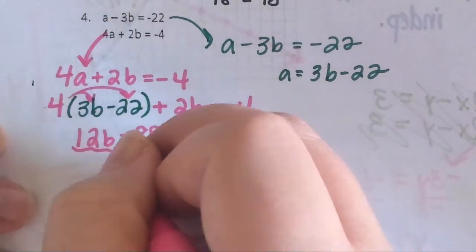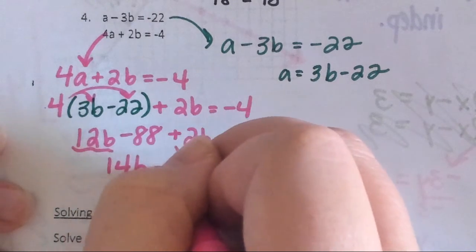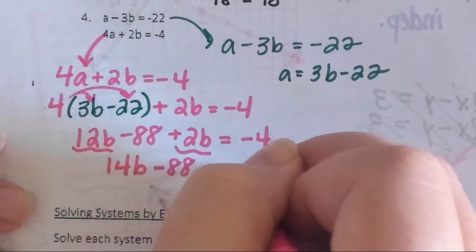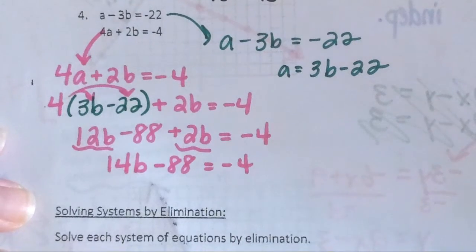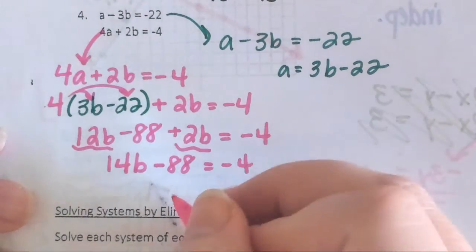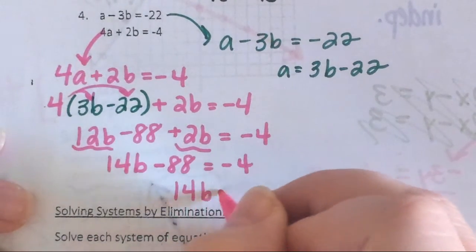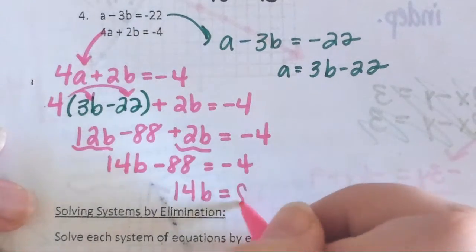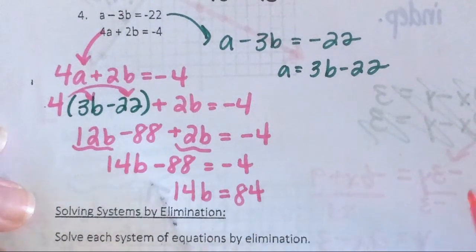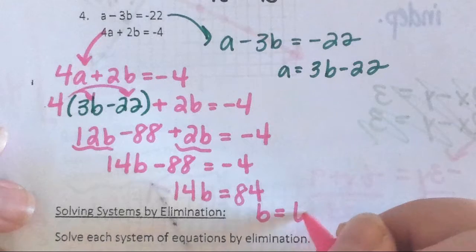12 plus 2 is 14. So I have 14B minus 88 equals negative 4. If I add 88 to both sides, I have 14B equals 84. B equals 6.